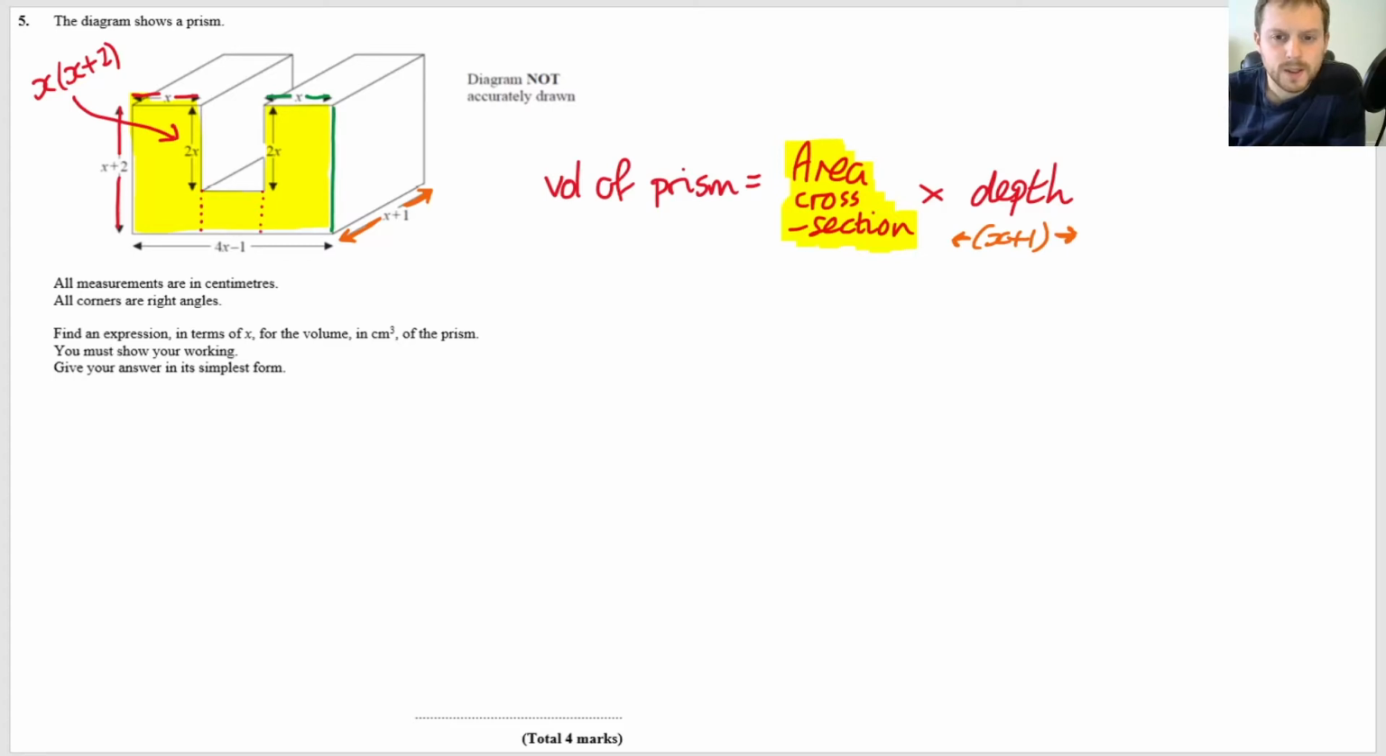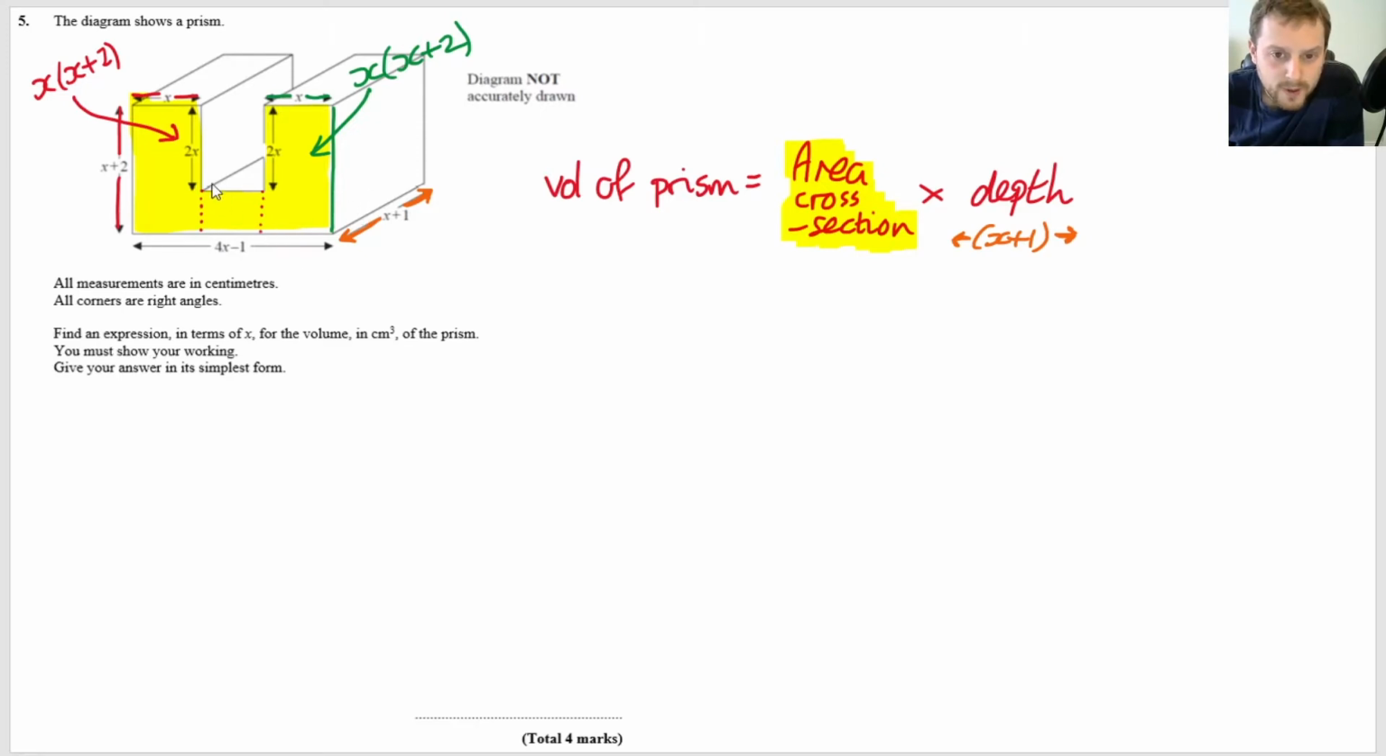Right, it's sorted itself out. So this area here is also x times x plus 2, right? Because the area of a rectangle is how wide it is times how tall it is. So the last part is this kind of tricky bit in the middle that we need to figure out.